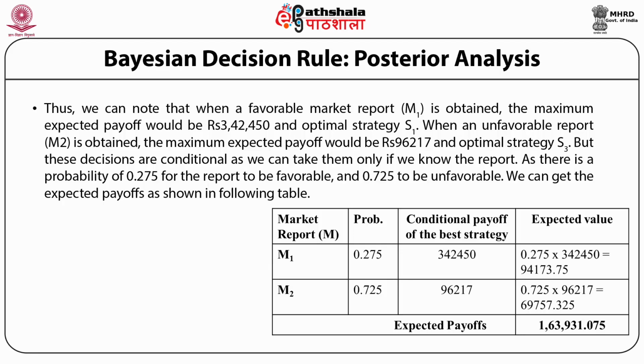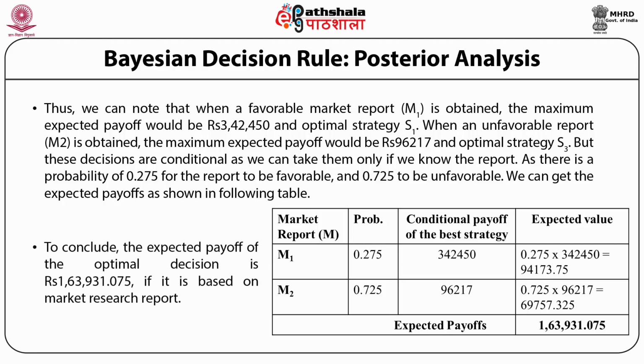So in this table you can see when market report is favorable, M1 probability is 0.275. For M2 state, the probability is 0.725. So conditional payoff of the best strategy in case of M1 given to you, in case of M2 96,217, and expected value for M1, expected value when report is not favorable, you can calculate. Now total expected payoff 1,63,931.075. So this is the expected payoff of the optimal decision, and it is important to note here that this decision is based on the revised probability.